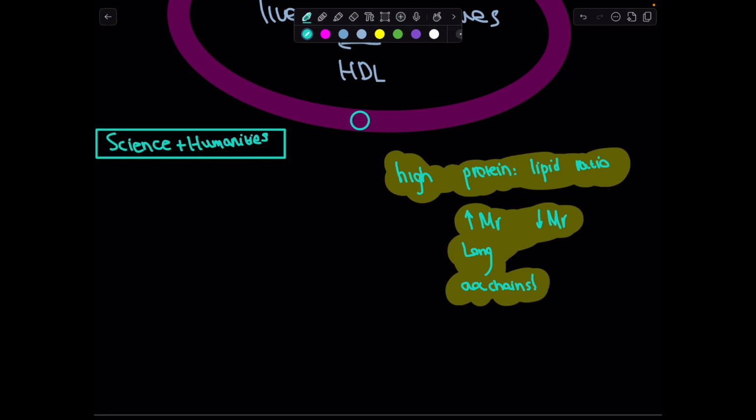Okay, so the Mr of proteins is higher. Okay, and so cholesterol binds to these lipoproteins. Where exactly do they bind?